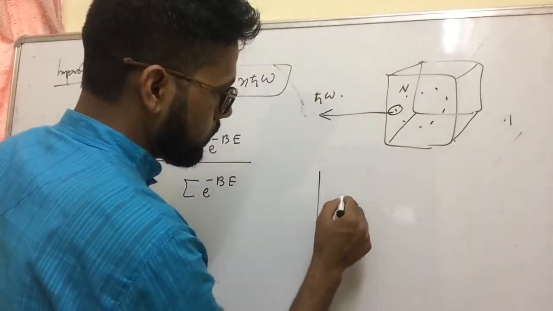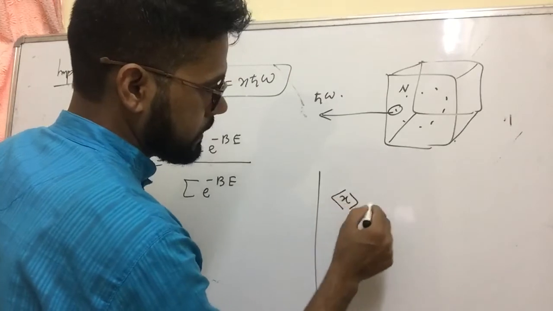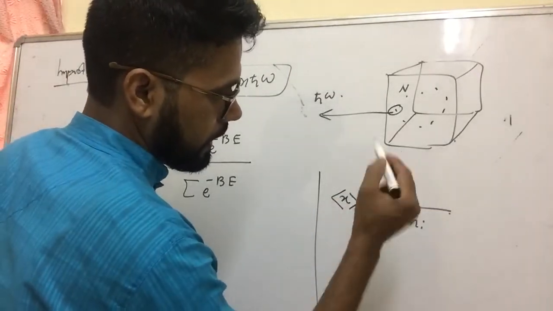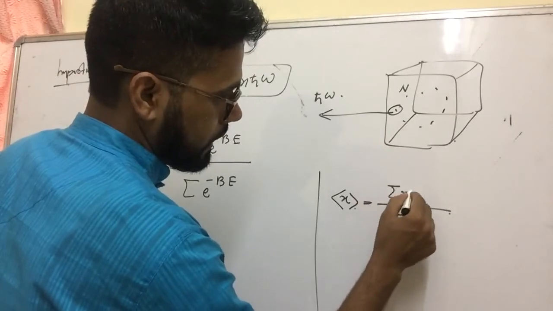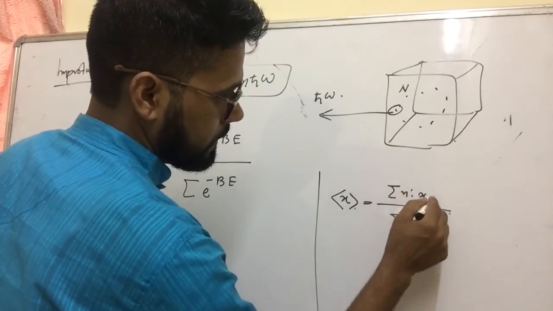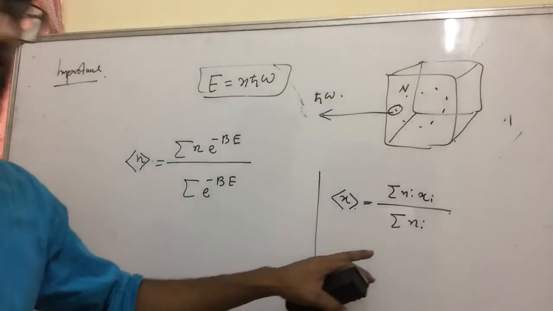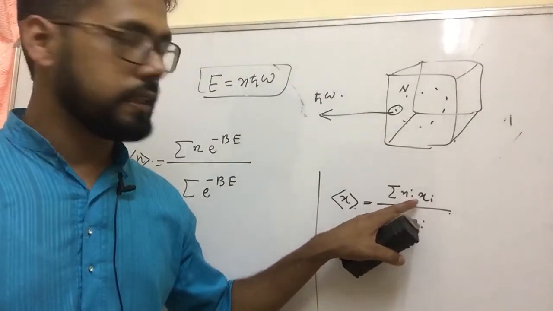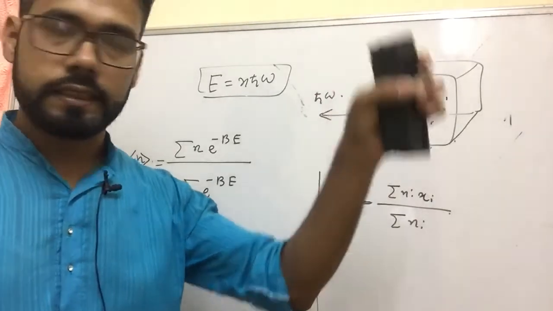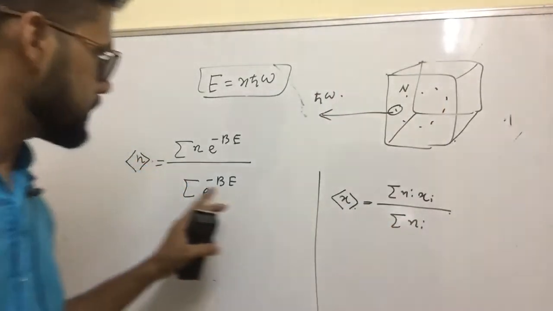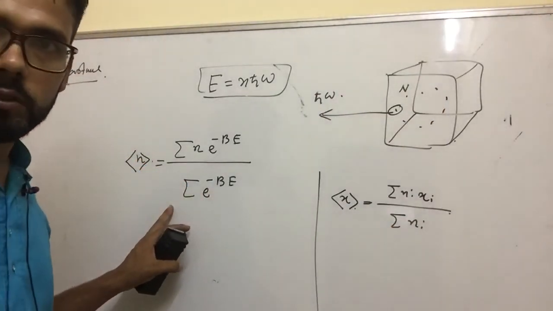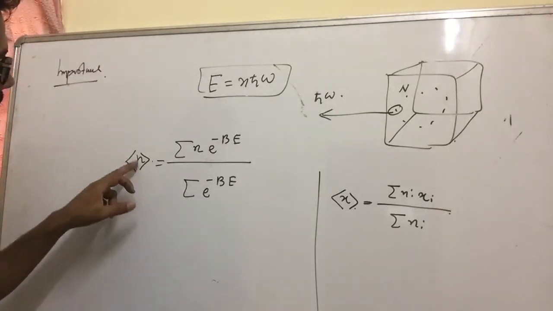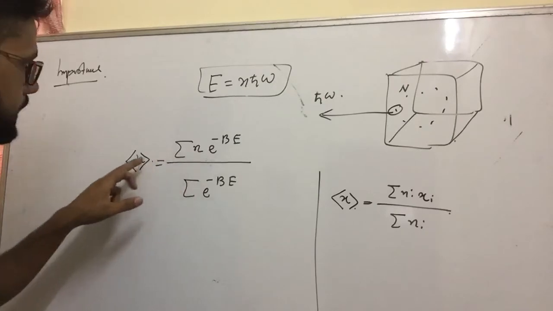In mathematics, do you remember, when you calculate the average value of x, how will you calculate? Sum of n_i x_i divided by sum of n_i. Do you remember this formula in mathematics? n_i is a number, x_i is x1, x2, x3 like that. This is in mathematics. But here, in microscopic calculation or statistics, you have to calculate the average number like that. If it is n, then it will be n. If it is x, then it will be x.